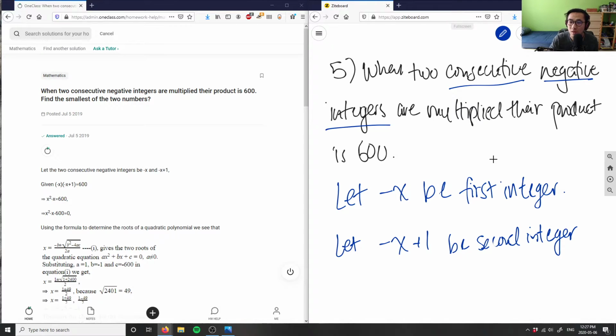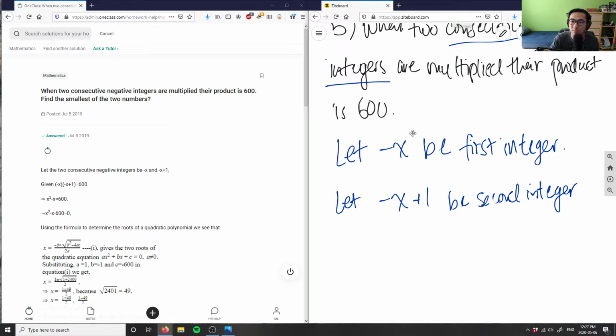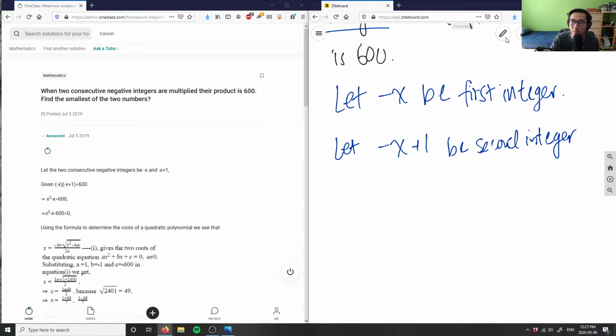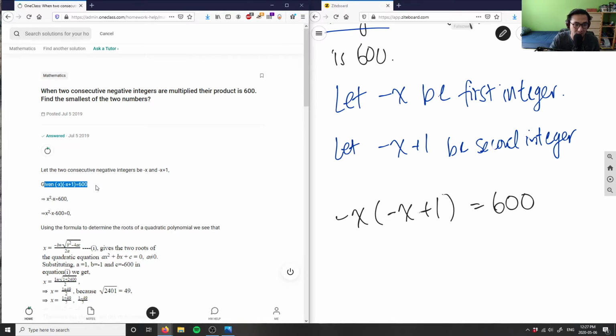So we have these two, and basically when two consecutive negative integers are multiplied, their product is 600. So we're going to multiply these two guys here, and set the equation to 600. So we're going to say negative x multiplied by negative x plus 1 would equal 600. So this here is my equation for this. And as you can see, this here is also correct.